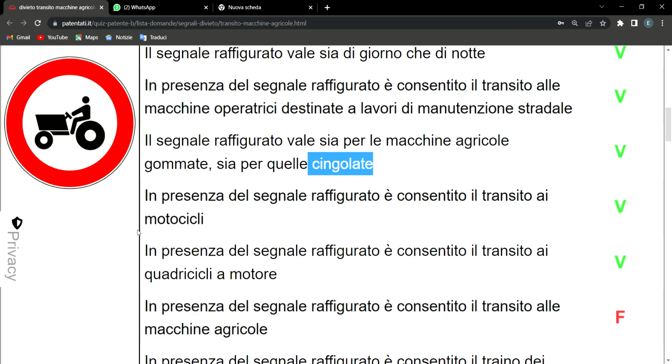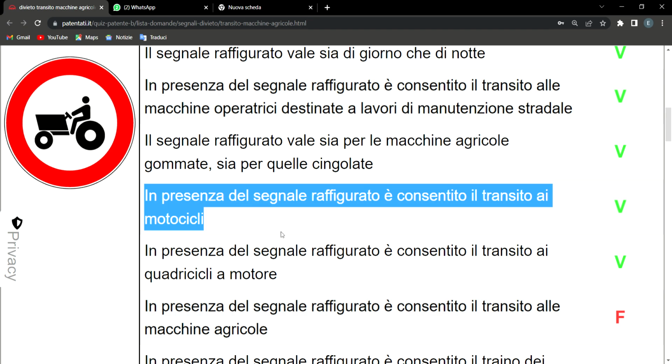So number six, it says "In presenza del segnale raffigurato è consentito il transito ai motocicli." Motocicli means motorbike. The question says that in the presence of a road that has this very sign, the transit of motorcycles is permitted, and this is vero, because this sign only forbids the transit of agricultural vehicles. So take note of that.